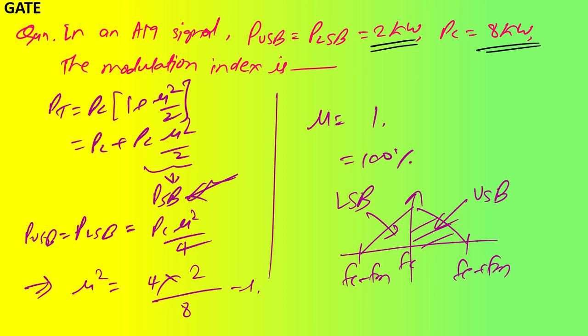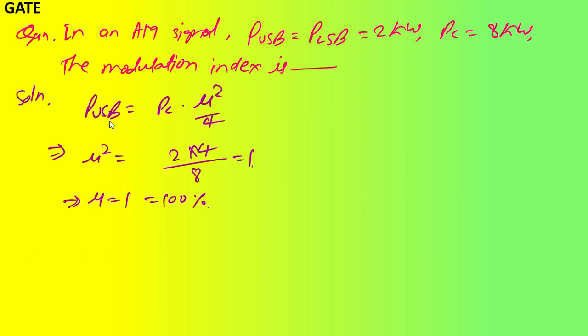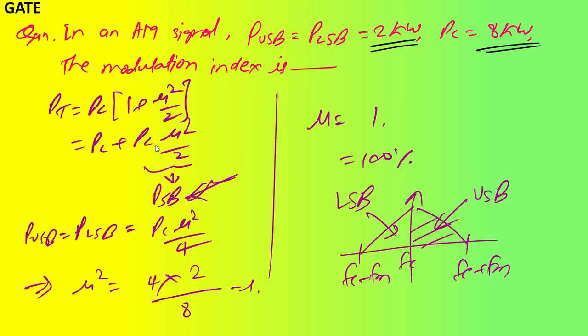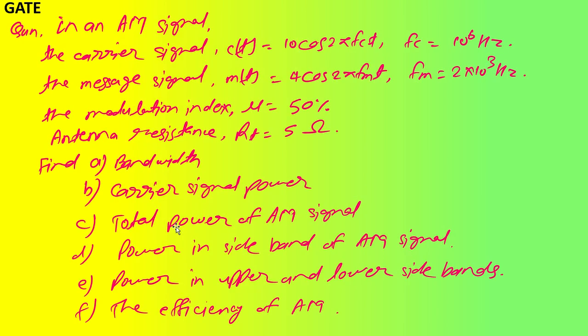Okay, so in one shot you can find out P USB is equal to PC into mu square by 4. So direct formula you can utilize, or you can try to derive it. So I will always suggest you, in GATE examination, you do not sit ideally, you try to derive it from the base formula. Okay, let us take another question, little bigger question. I'll try to find out all the parameters in one question, which will help you to understand amplitude modulation completely in one shot.